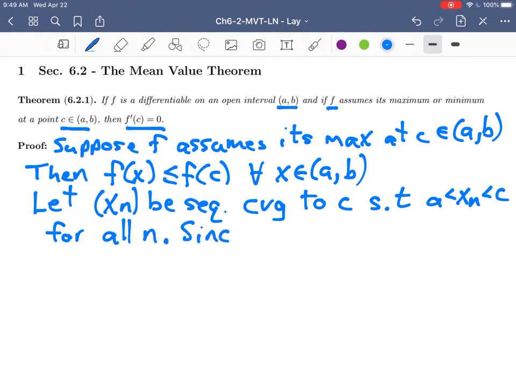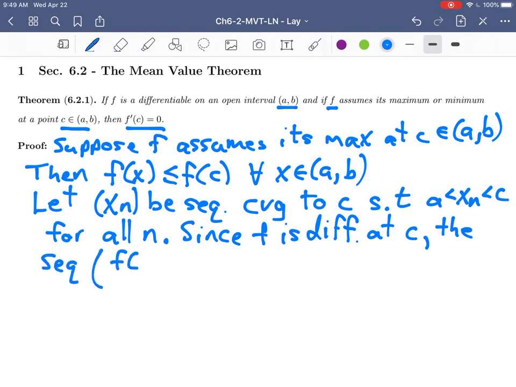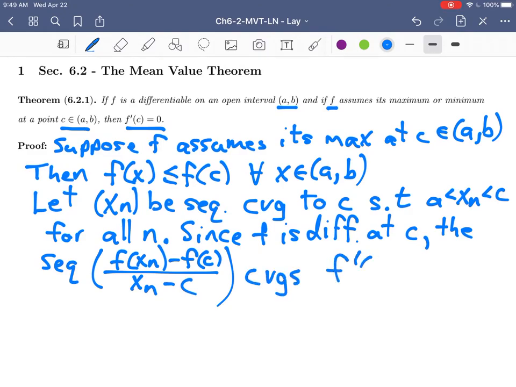Since, what do we know about f? Well, we know f is differentiable at c. Since f is differentiable at c, then we know that the sequence that consists of those function values, f of x sub n minus f of c over x sub n minus c, that sequence has to converge. It converges to f prime at c.